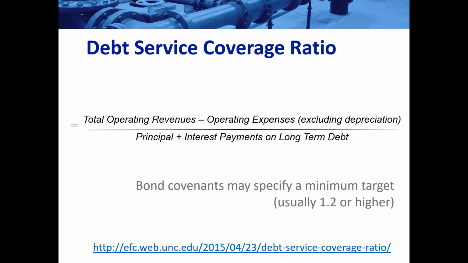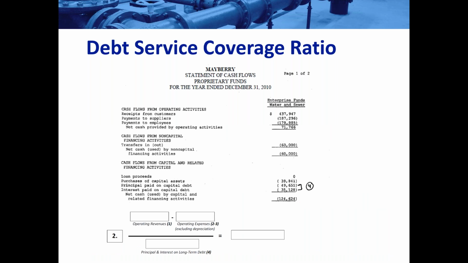So you calculate this from this formula. You take your operating revenues, you subtract out the operating expenses, excluding depreciation, and you divide it by principal and interest payments. Usually, you want a 1.2 or higher metric for this one. And you get this data from the statement of cash flows. The first 2 numbers you've already gotten from the previous statement, and then principal and interest you'll see from the statement of cash flows as two line items. You add them together, put them in the denominator, and you calculate the ratio.